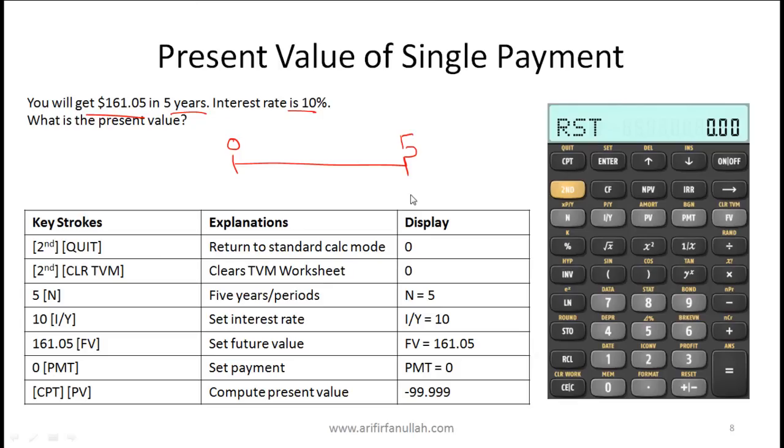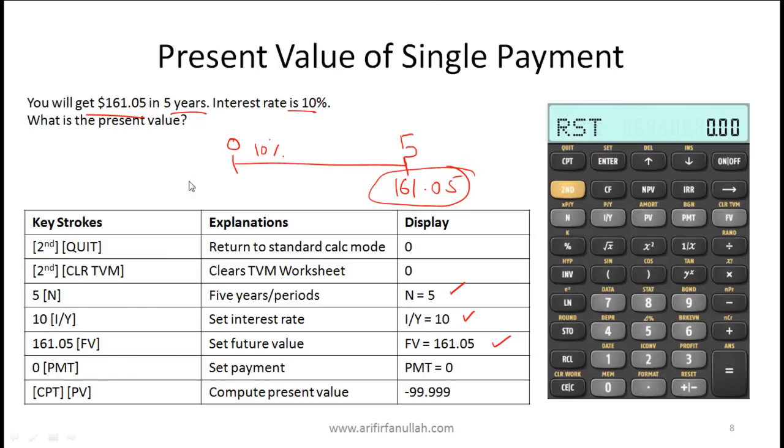At the end of 5 years, you are going to get 161.05. Interest rate is 10%. The way you do this on your calculator, clear your TVM worksheet, and then 5n, so that's the number of periods, 10 interest rate, so set your interest rate to the given number, which is 10%. Set your future value to 161.05. That's this number. On your screen you should see FV equal to 161.05.